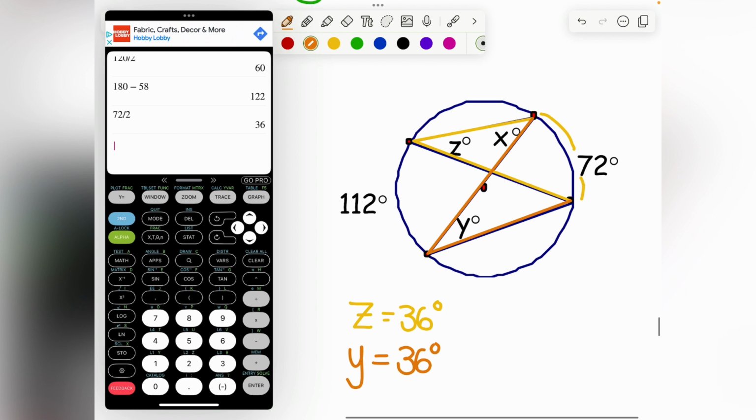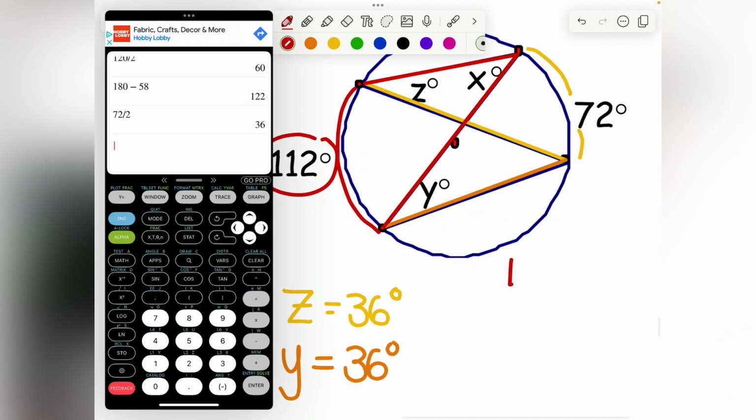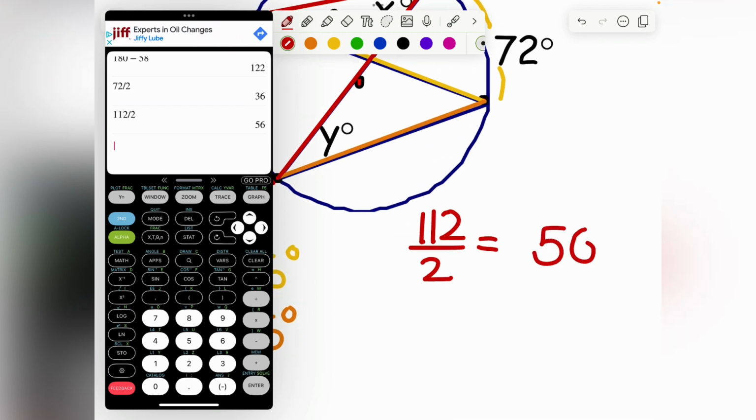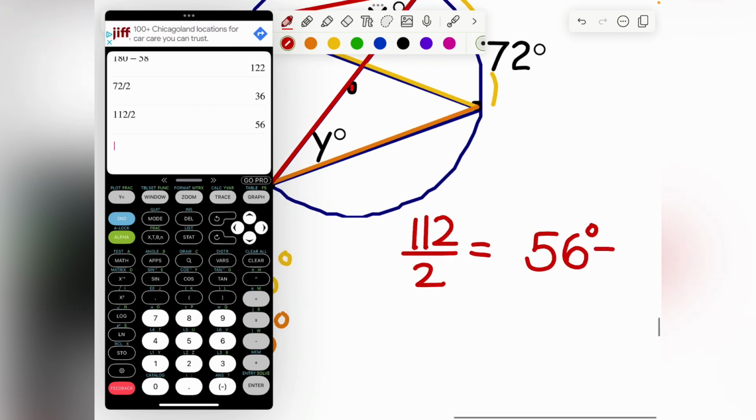But then what about X? Well, X is not congruent. However, we do know that this angle that I'm highlighting in red opens up to this arc, which is 112. So if I take 112, I divide that by 2, it's going to be 56. And that's your X.